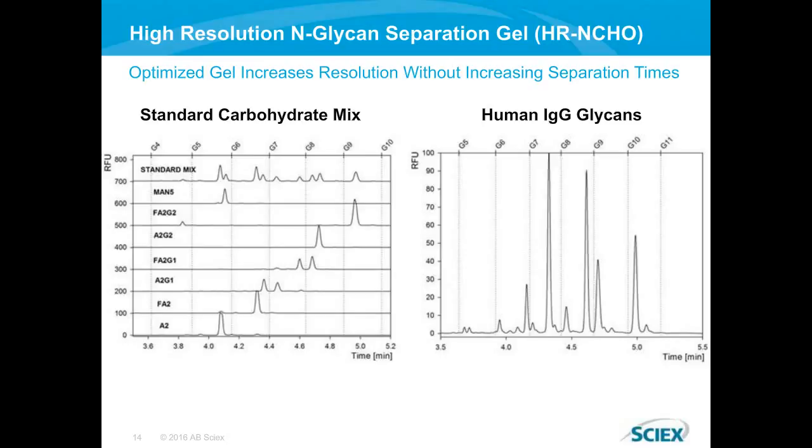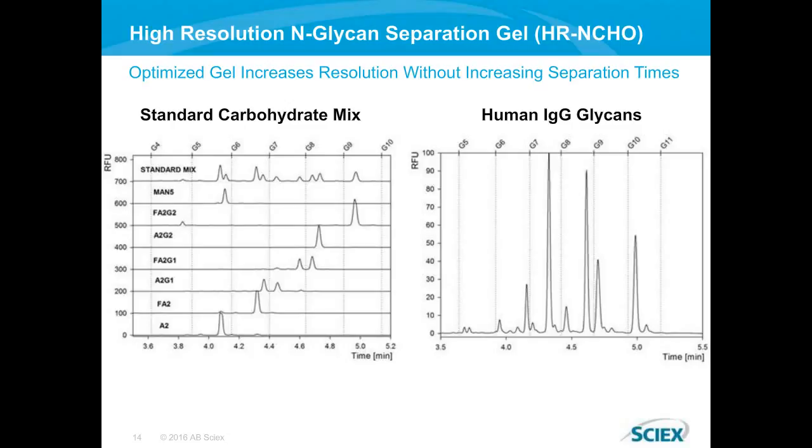If you move over to the right-hand side, you're looking at a more real-world sample. This is a human IgG glycans. And again, you can see the time scale down at the bottom. Everything is getting resolved in less than 5.5 minutes. And again, baseline resolution for most of these species, we still get very high resolution even though we've increased the separation speed significantly, allowing you to run your glycans even faster.